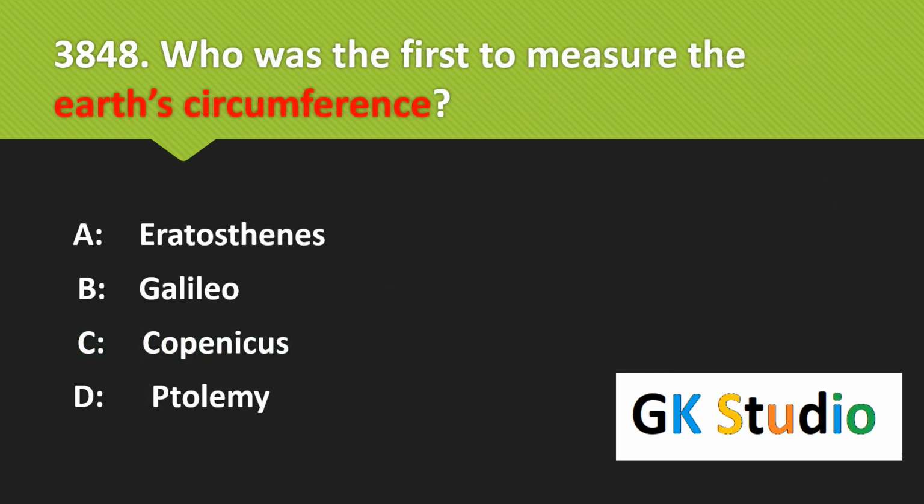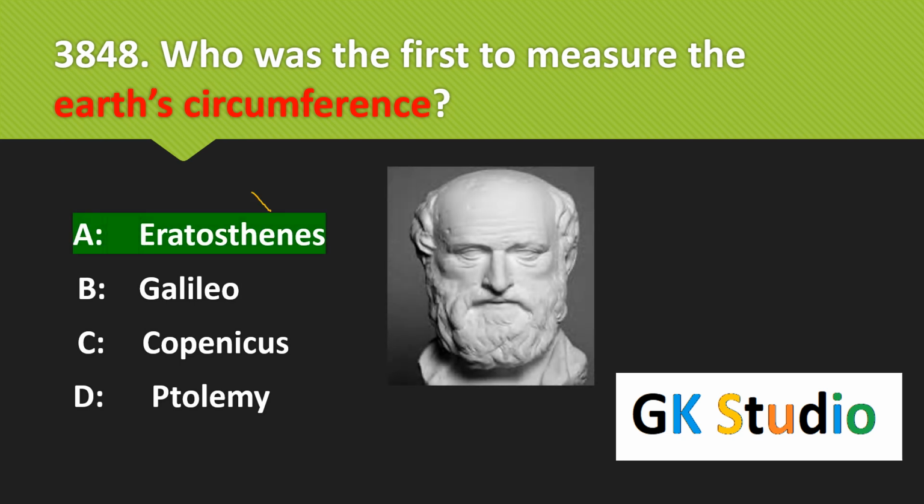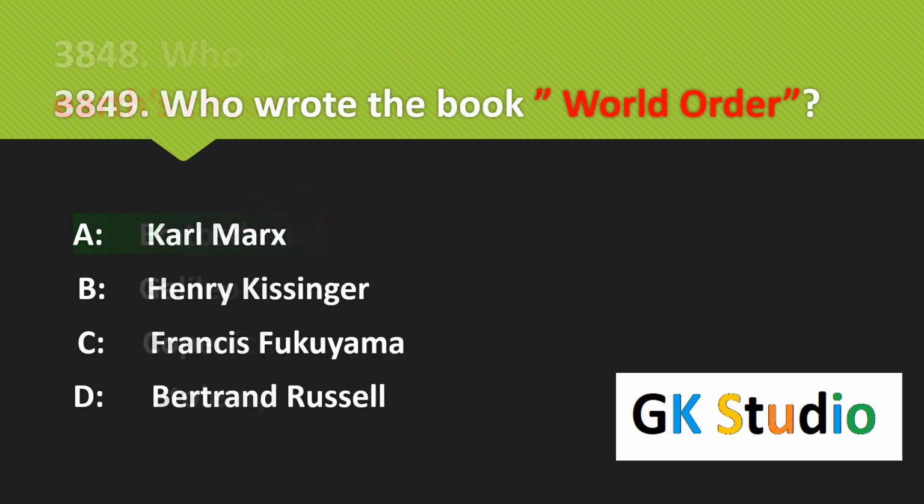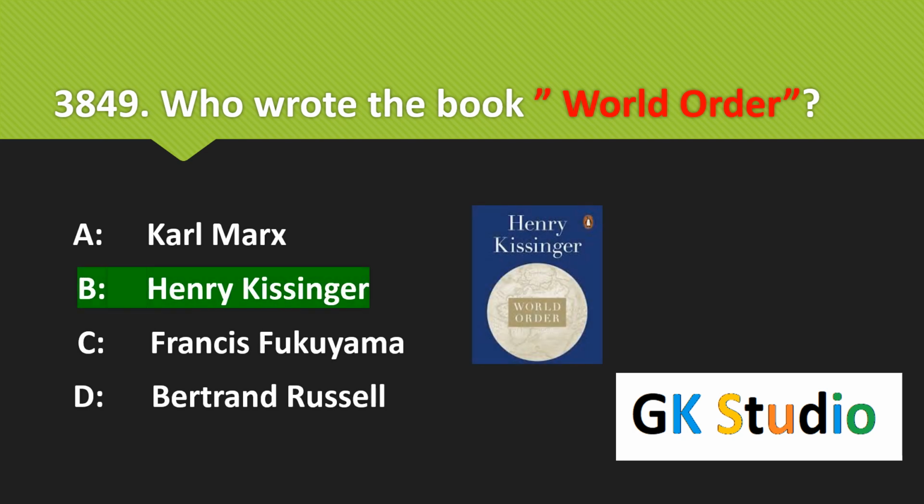Who was the first to measure Earth's circumference? The correct answer is Eratosthenes. Who wrote the book World Order, a very famous book? The World Order book was written by Henry Kissinger.